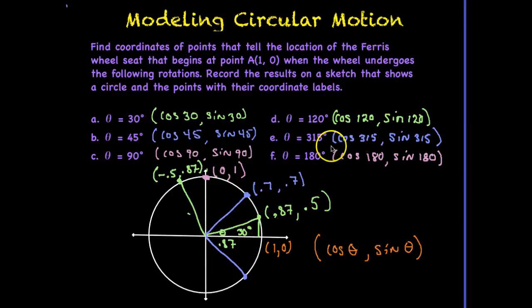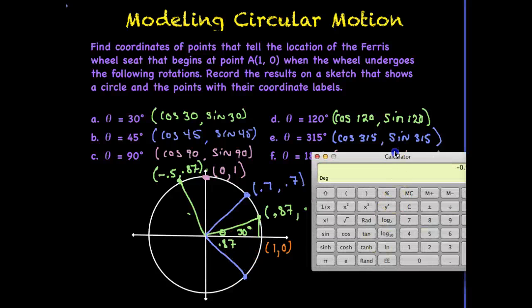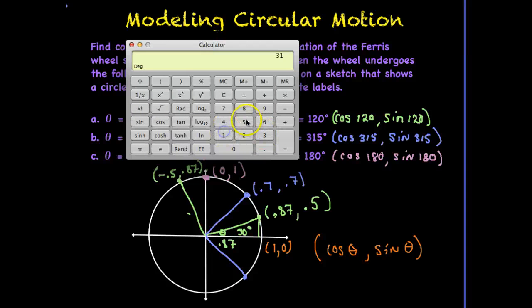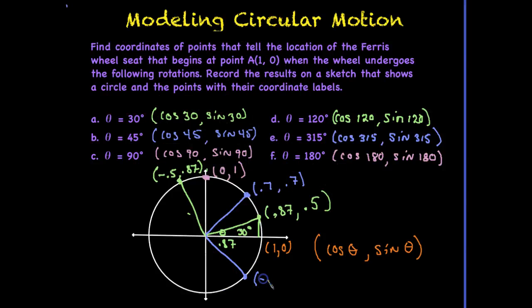Now let's go ahead and look at the theta of 315. That's going to be about right here where this blue line is. So that's in quadrant 4. So what should our coordinates be? Well, our x-coordinate should be positive, but our y-coordinate in this case should be negative. So let's try this out. 315 cosine gives us 0.7, and 315 sine gives us negative 0.7. So our x-coordinate came out as positive 0.7 and our y-coordinate came out as negative 0.7, which is what it should be here.